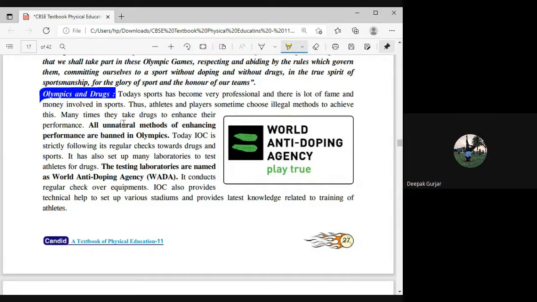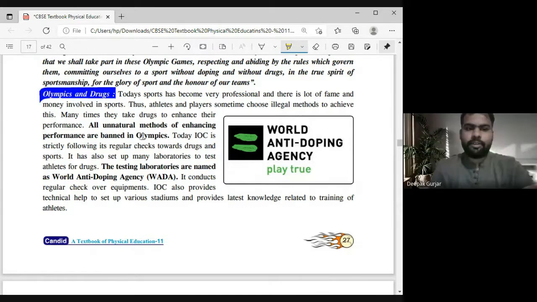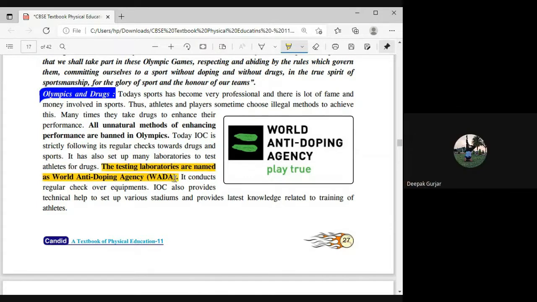Thus athletes and players sometimes choose illegal methods to achieve this. Many times they take drugs to enhance their performance. All unnatural methods for enhancing performance are banned in the Olympics. So who will take care of it? Yes, the IOC as well as WADA, the World Anti-Doping Agency. This is an important term, you must note it. The World Anti-Doping Agency is there, which checks whether the person is doped or not.